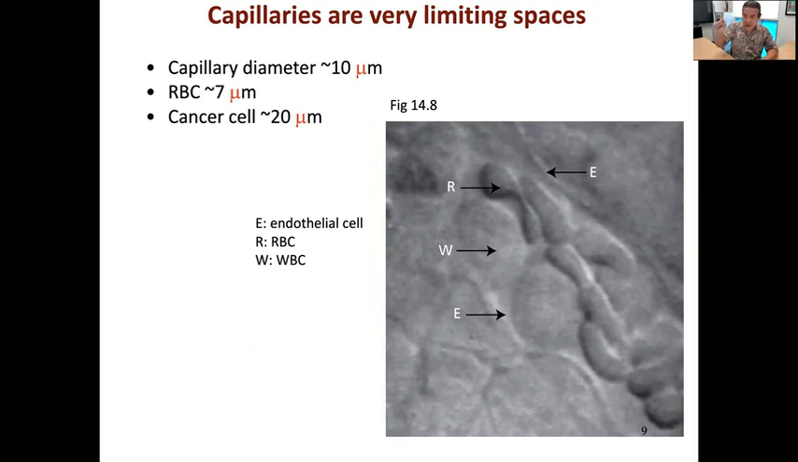A typical capillary diameter is about 10 micrometers. To put this in perspective, a red blood cell that's flowing through that capillary is itself about 7 micrometers in diameter. That is why, right, red blood cells flowing through the capillaries are almost doing so in single file. So in this picture here, you can see an illustration of a capillary with red blood cells and white blood cells in it.